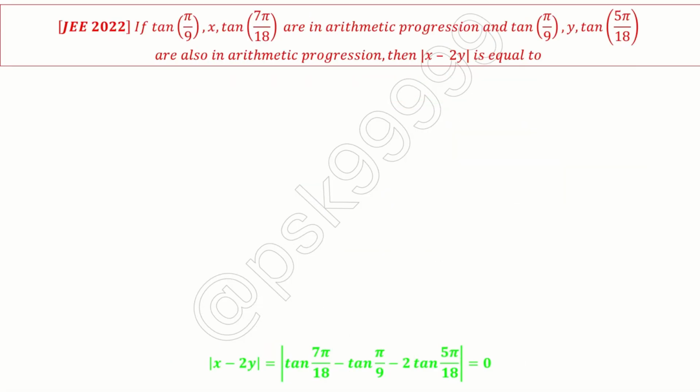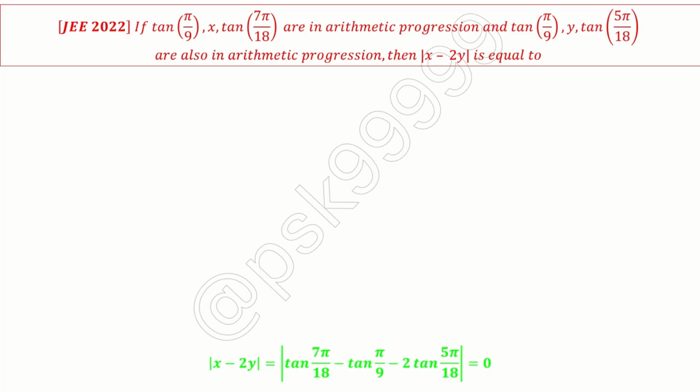Okay. The answer is already seen. If tan of pi by 9, x, tan of 7 pi by 18 are in arithmetic progression, and tan of pi by 9, y, and tan of 5 pi by 18 are also in arithmetic progression, then what is the value of absolute x minus 2y? Okay, so just take what is x, what is y.